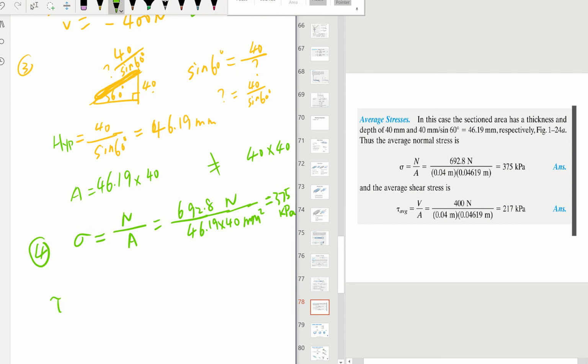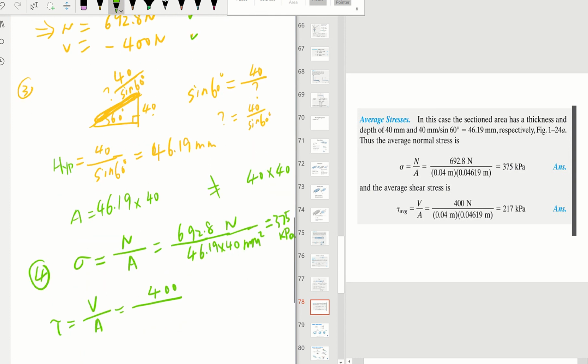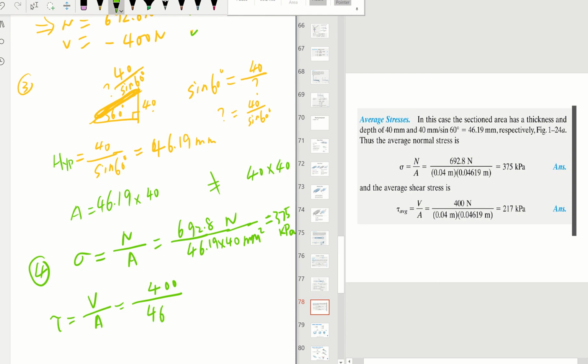Then your shear, tau, is going to be equal to V over A, and the V you calculated is negative 400. But do I care about the sign at this point? I don't. I don't care about the positive and negative signs. They're just telling me what direction the shear force is along that slanted surface. So it's 400 Newton divided by the same enlarged area. Then I will get 217 kilopascal. So that will be the answer for normal and shear for the slanted surface.